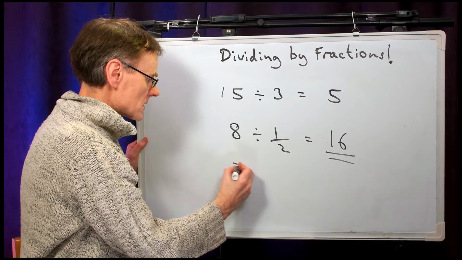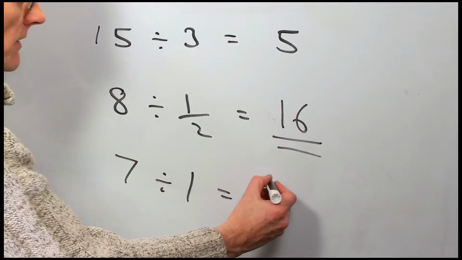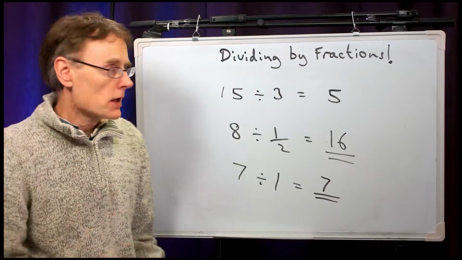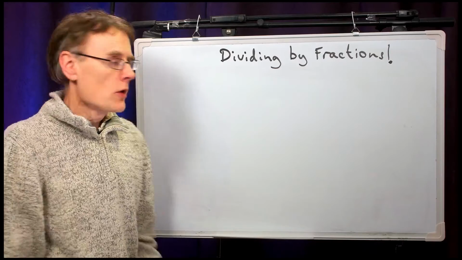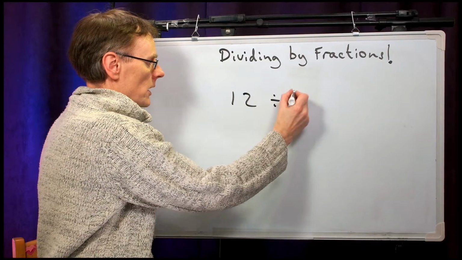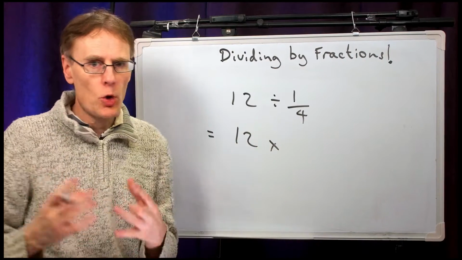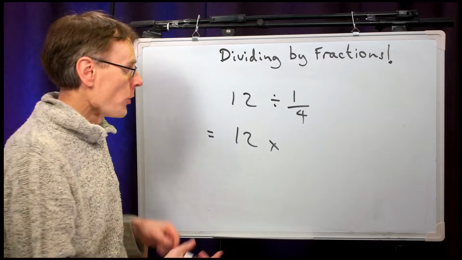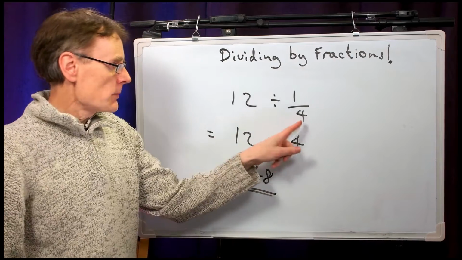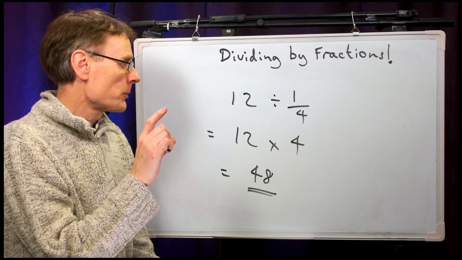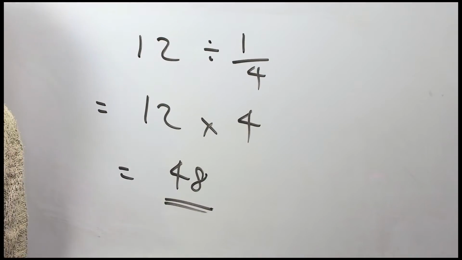Of course, if you did something like 7 divided by 1, it stays the same. 1 goes into 7 times. So dividing can make things smaller, can make things bigger, or it can keep them the same. So what about 12 divided by a quarter? Well, that's the same as 12 times, now what's the opposite of a quarter? Well, it's 4. So the answer is 48. That's how many times a little quarter fits into 12. A quarter will fit into 1 4 times, so it fits into 12 48 times.